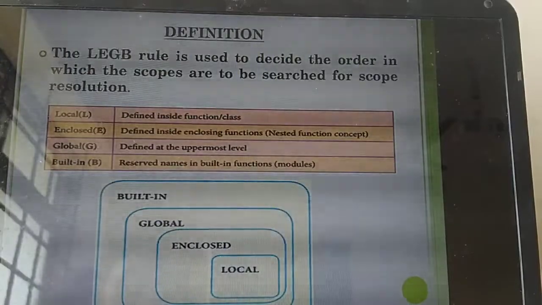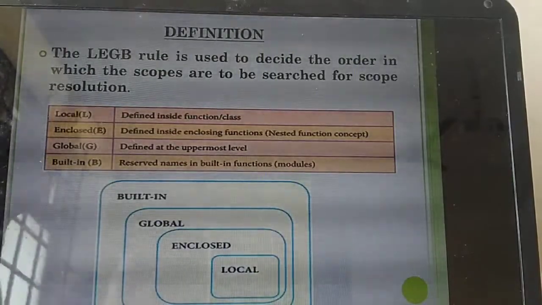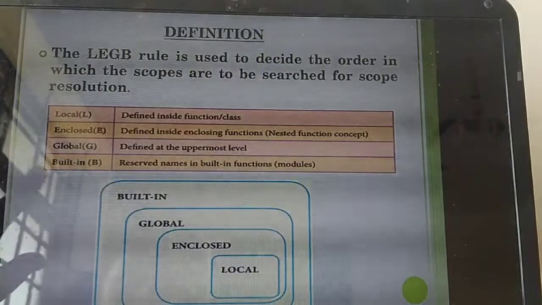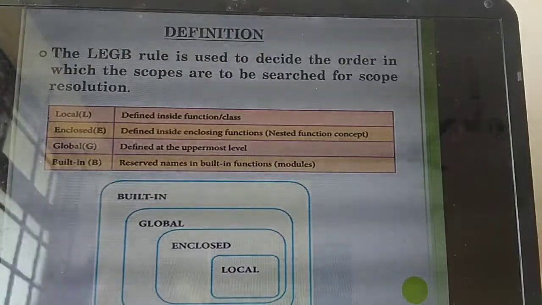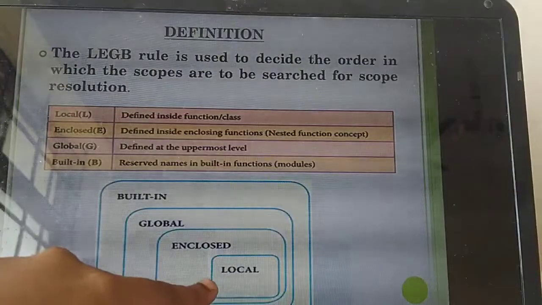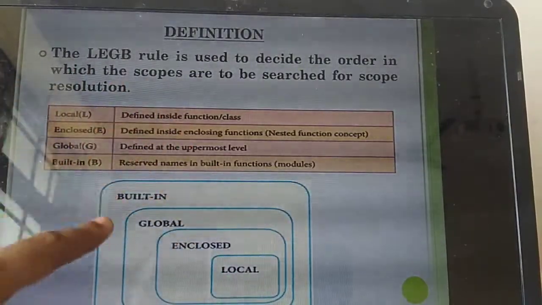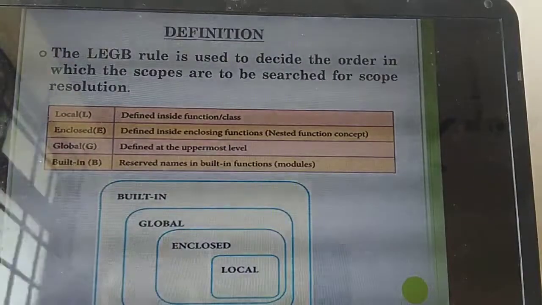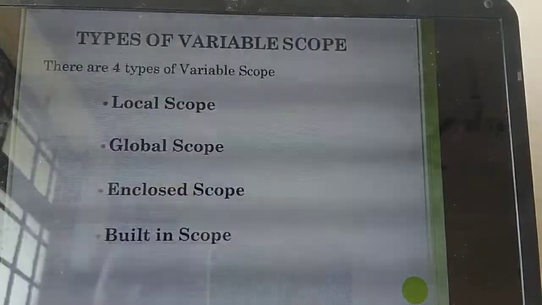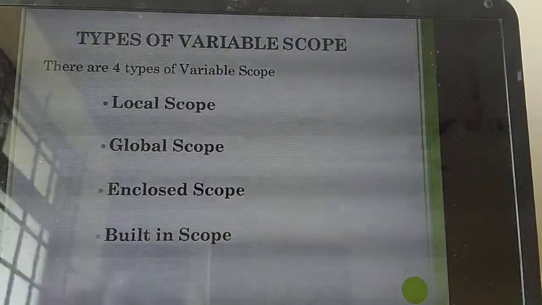If they ask a 2-mark or 3-mark question, you should write the definition. Then you should draw the tabular column and this diagram. Inside is the local function, next the enclosed function, then the uppermost level global, then built-in. Understand?